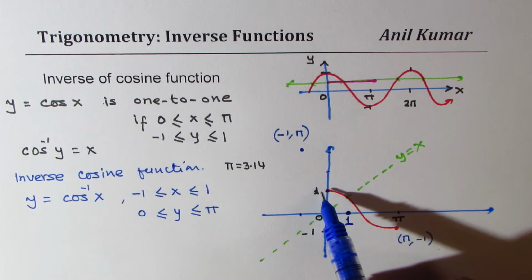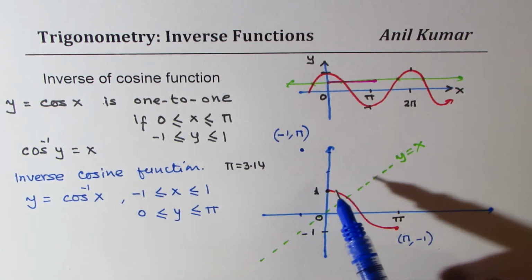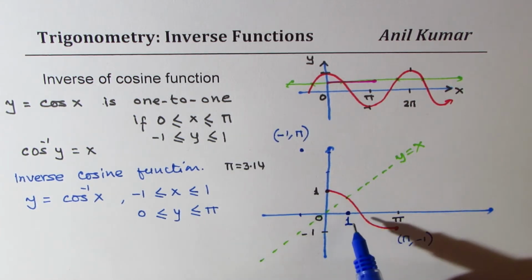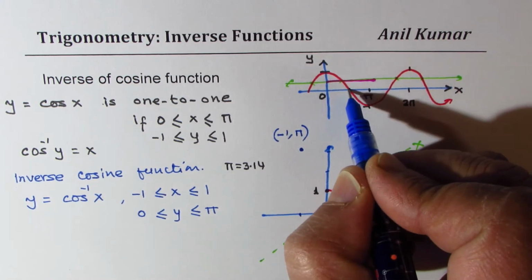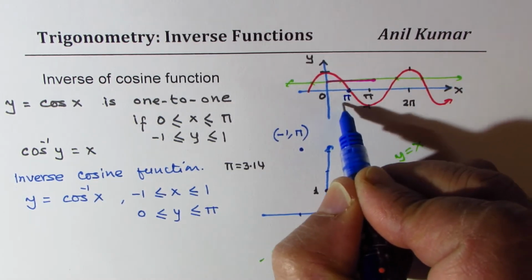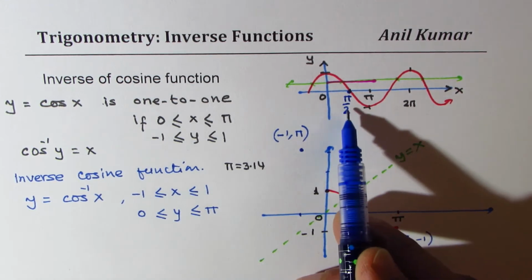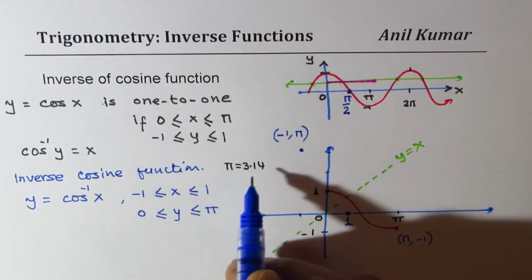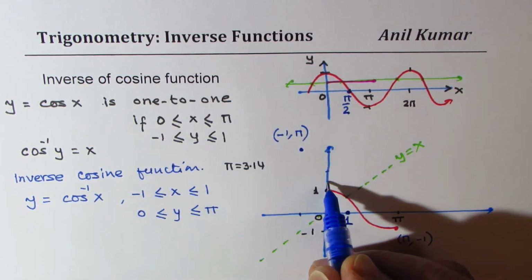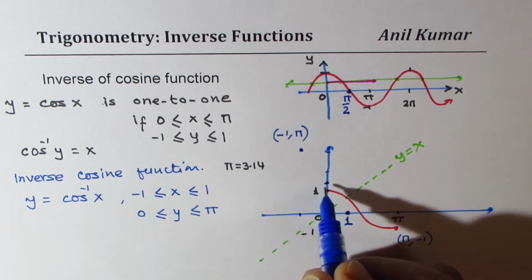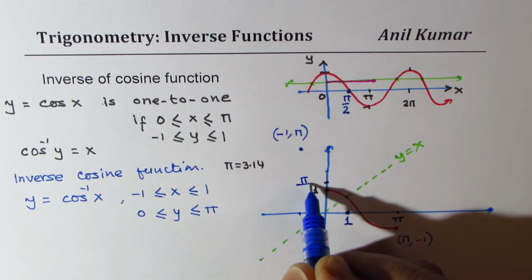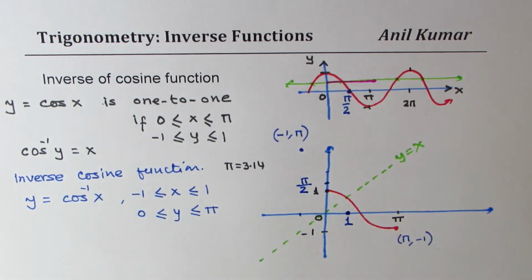Now, the value where it is going to be 0 is pi by 2. We know cos of pi by 2 is 0, and this value here is pi by 2, correct? So cos of pi by 2 is 0, so at 0, it will be pi by 2. That means half of 3.15, somewhere here. So this value will be pi by 2. Let me write pi by 2 here. Kind of an important point to consider.